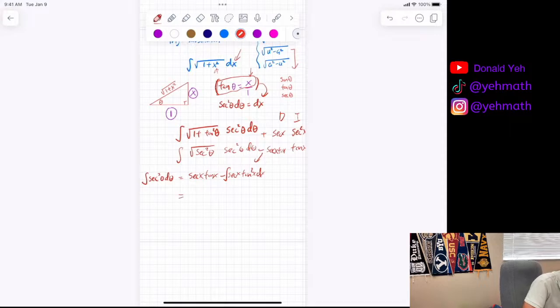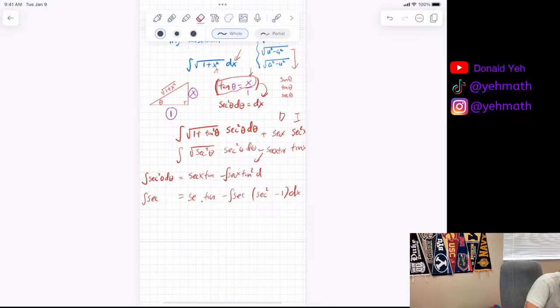So obviously tangent square we can change to what? Secant squared minus 1. So now you have secant of x cubed. What's tangent square of x? Secant squared minus 1. I should not change it to x, I should stay with theta, so I'm going to change this to theta d theta.